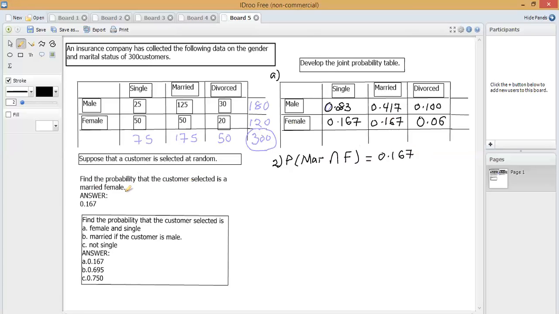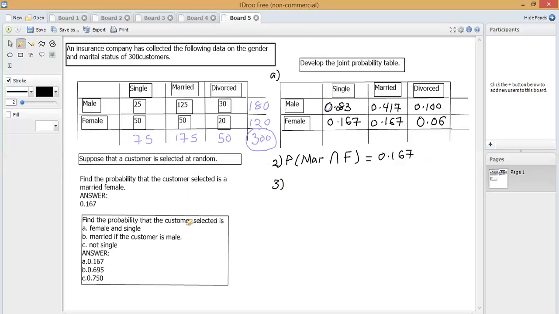You get it? It says find the probability that the customer selected is a married female. This is not conditional, straightforward, married female. When you see if, that's conditional, but this is married female. So females are here, married are here. So this is the intersection, 0.167.